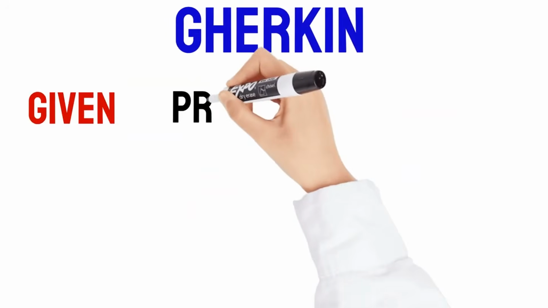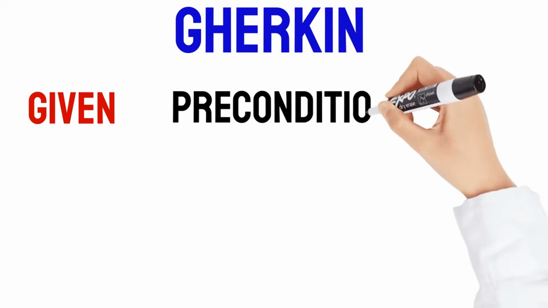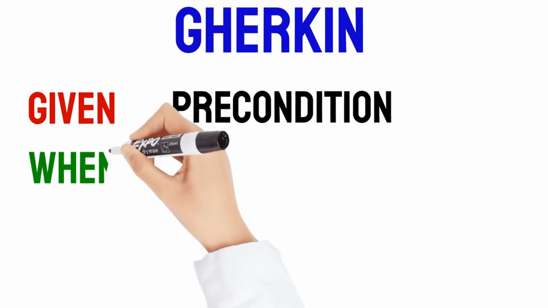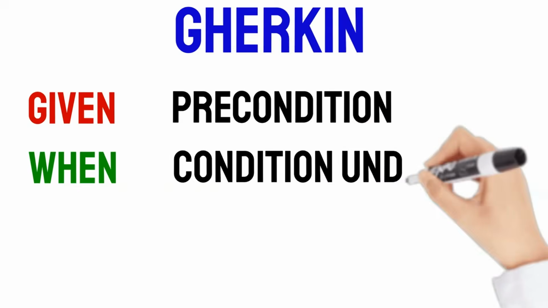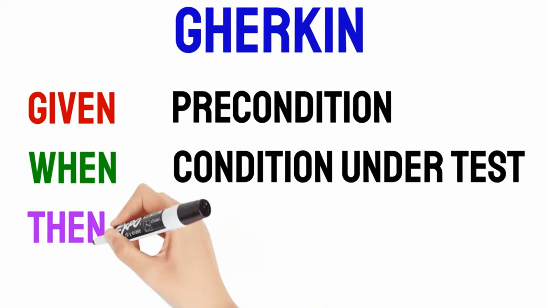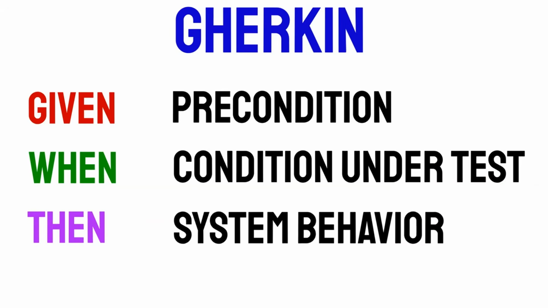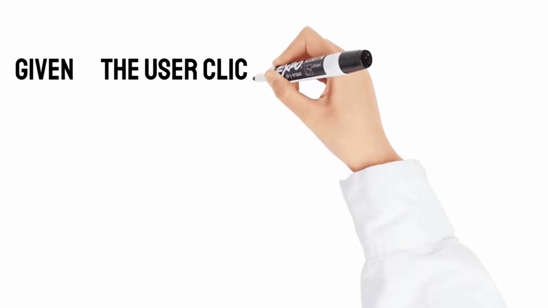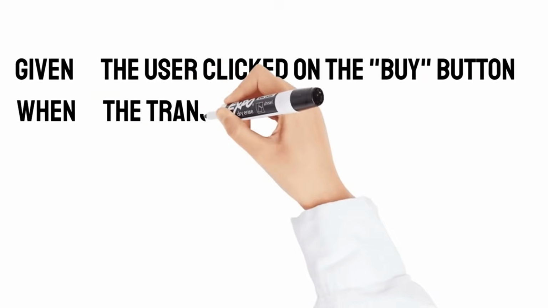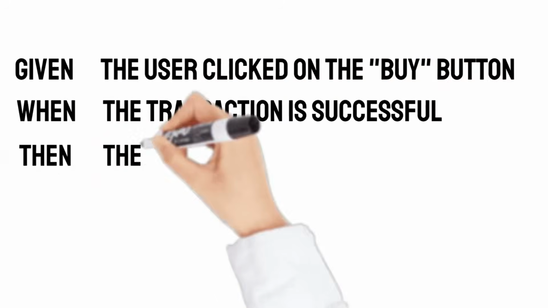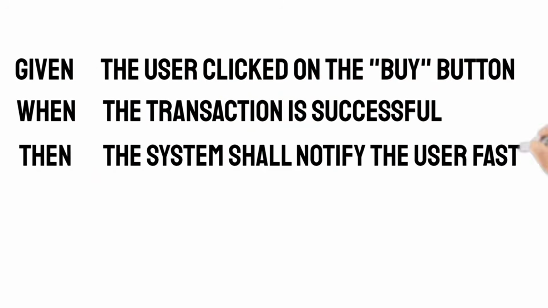Just as a user story format, the Gherkin one has also a format. Here it is: given a precondition, when a certain condition is met, then the system should behave in a certain way. Let me make an example. Given the user clicked on the buy button, when the transaction is successful, then the system shall notify the user fast. That is a requirement in Gherkin format.